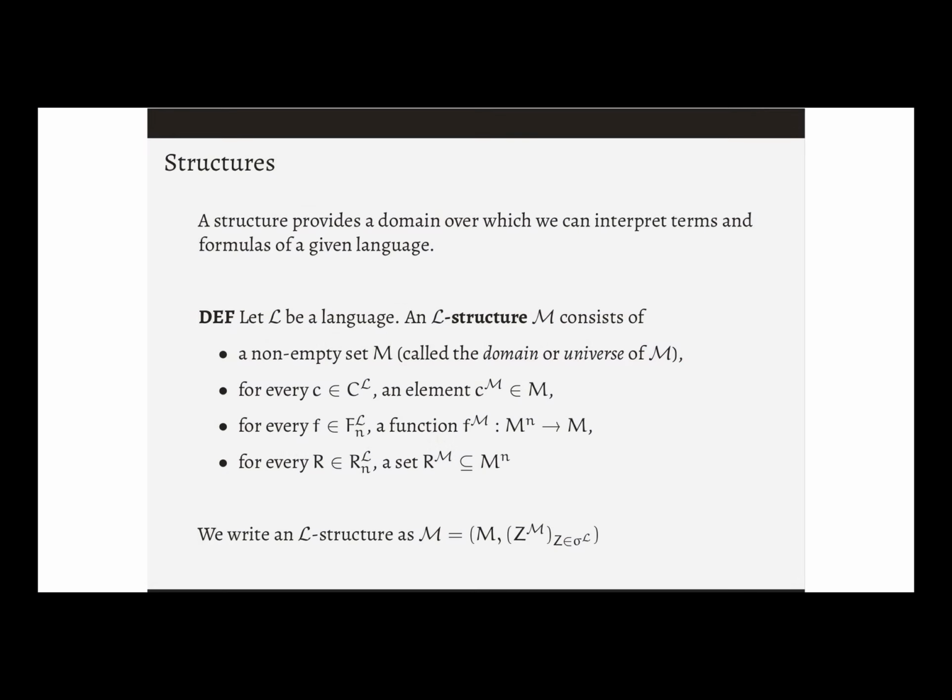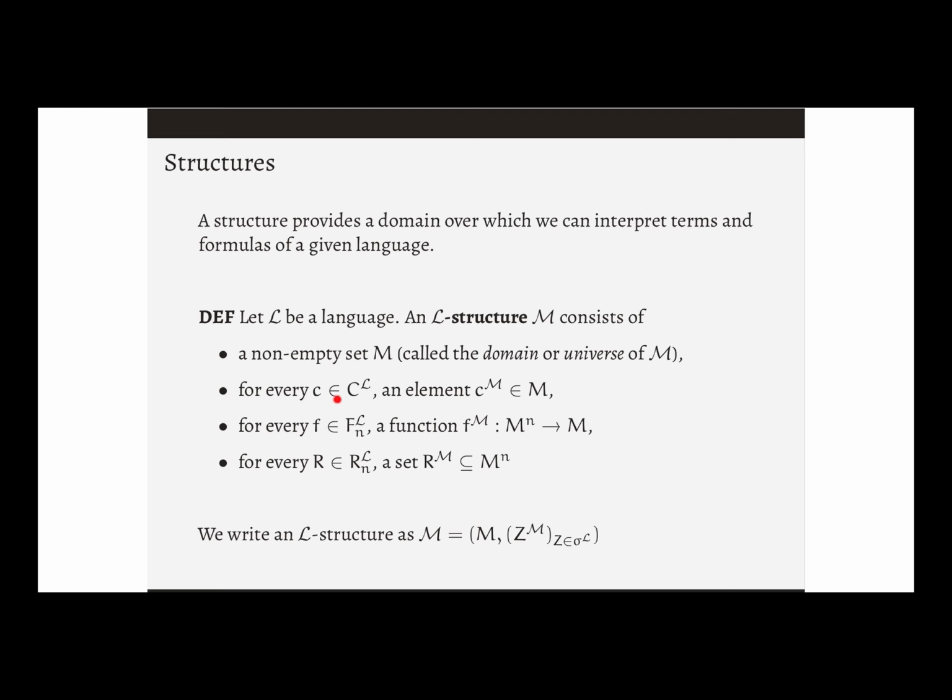The basic notion on the semantical side is that of a structure. A structure provides a domain over which we can interpret terms and formulas of a given language. Formally, it consists of the following parts. One is a non-empty set, called the domain or the universe of M, of the structure. Those will be the elements that we can interpret variables over, for example.